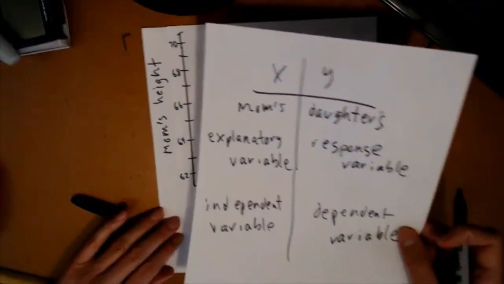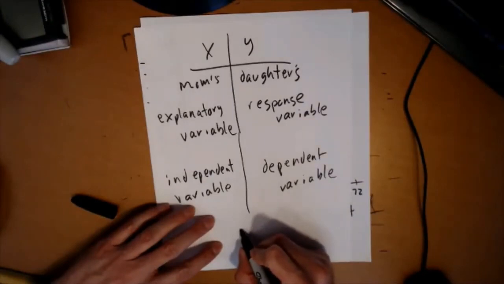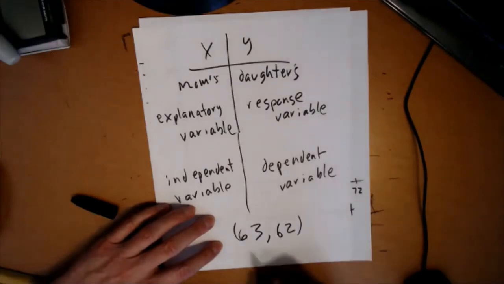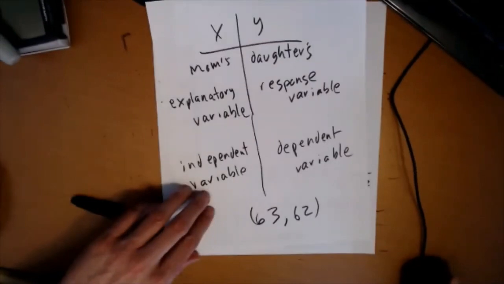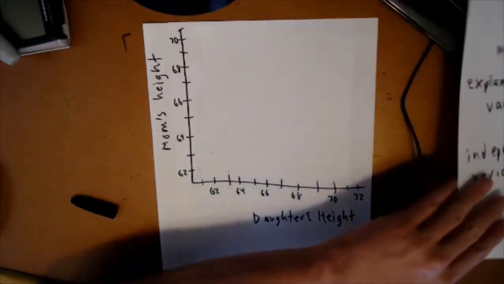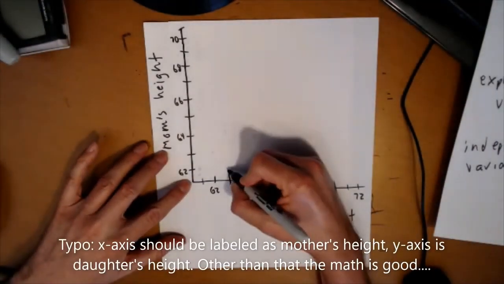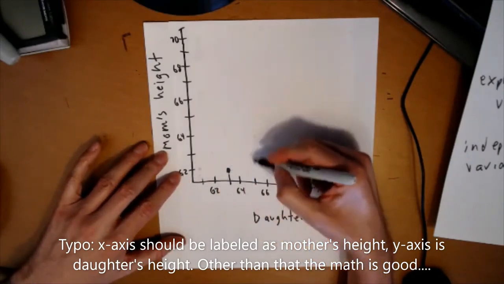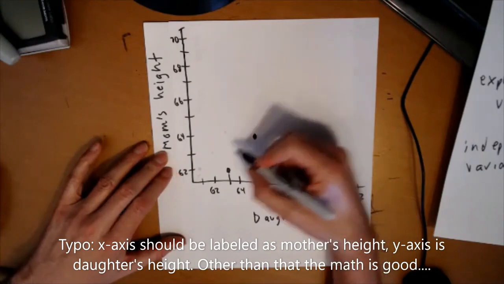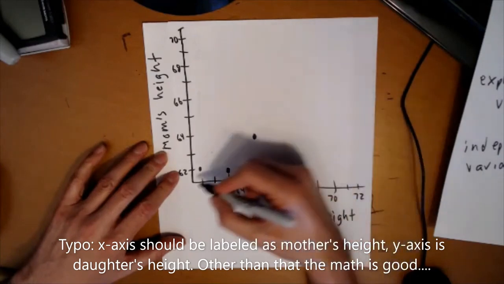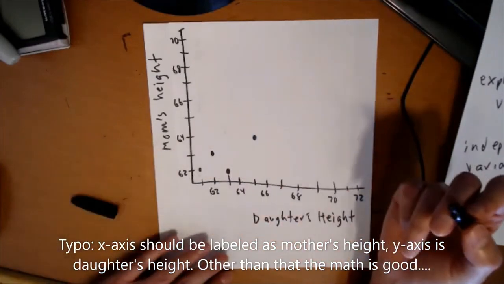Okay, so I'm just going to think of these like ordered pairs. So that first one is 63. The mom is 63 inches tall. The daughter is 62. So the ordered pair is 63, 62. Be able to see that? Let's see. Probably. Okay, so over 63 up 62. Put a dot. Next one, 65, 64. Over 65 up 64. Put a dot. Next one, over 61 up 62. Put a dot. 63, 62, put a dot.